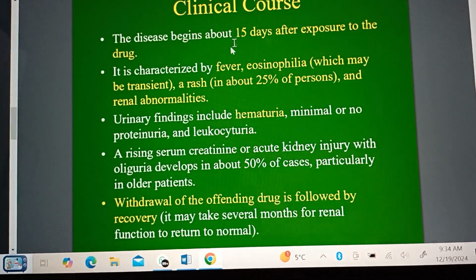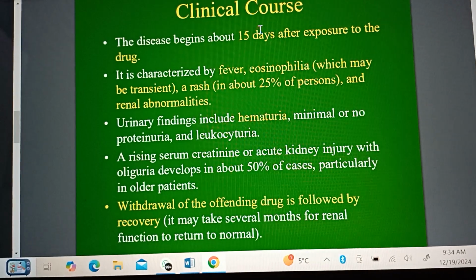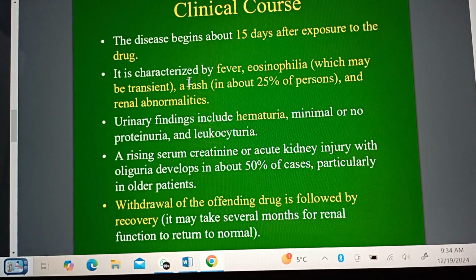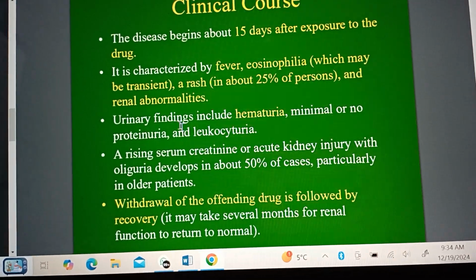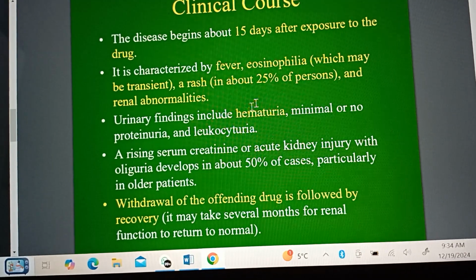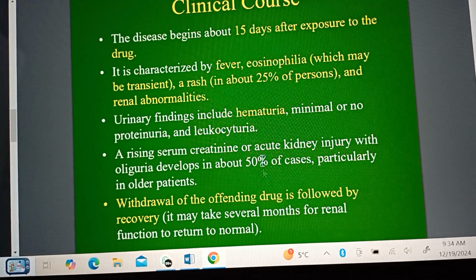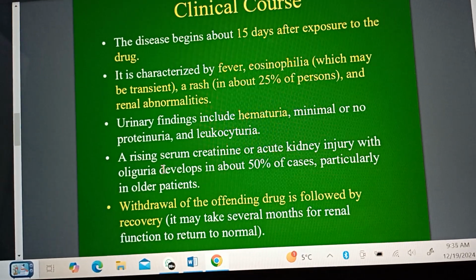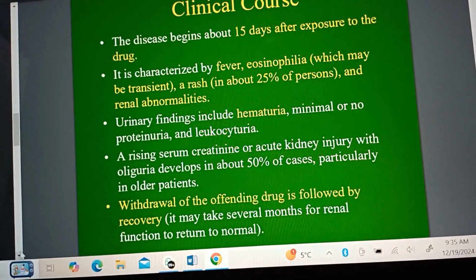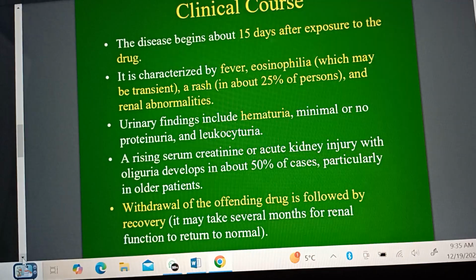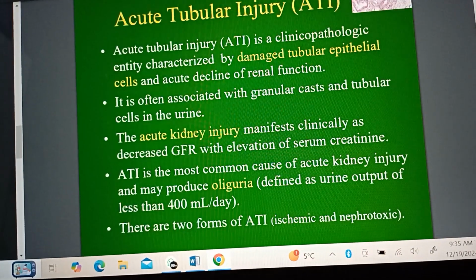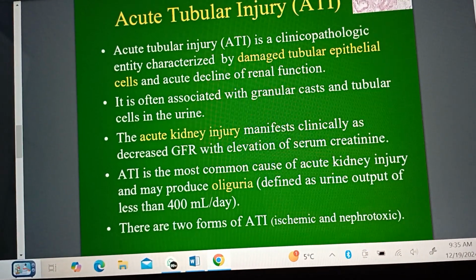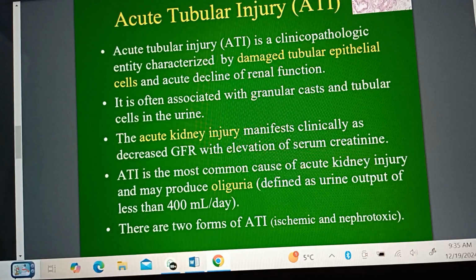So this may start after 15 days. The patient has fever, eosinophilia, rash and renal abnormalities. For renal abnormalities, in the urine you may see hematuria. If there is acute kidney injury, the serum creatinine will increase and the patient may develop oliguria. If you withdraw the offending agent, the patient may recover, right? So this was about drug induced interstitial nephritis, right?